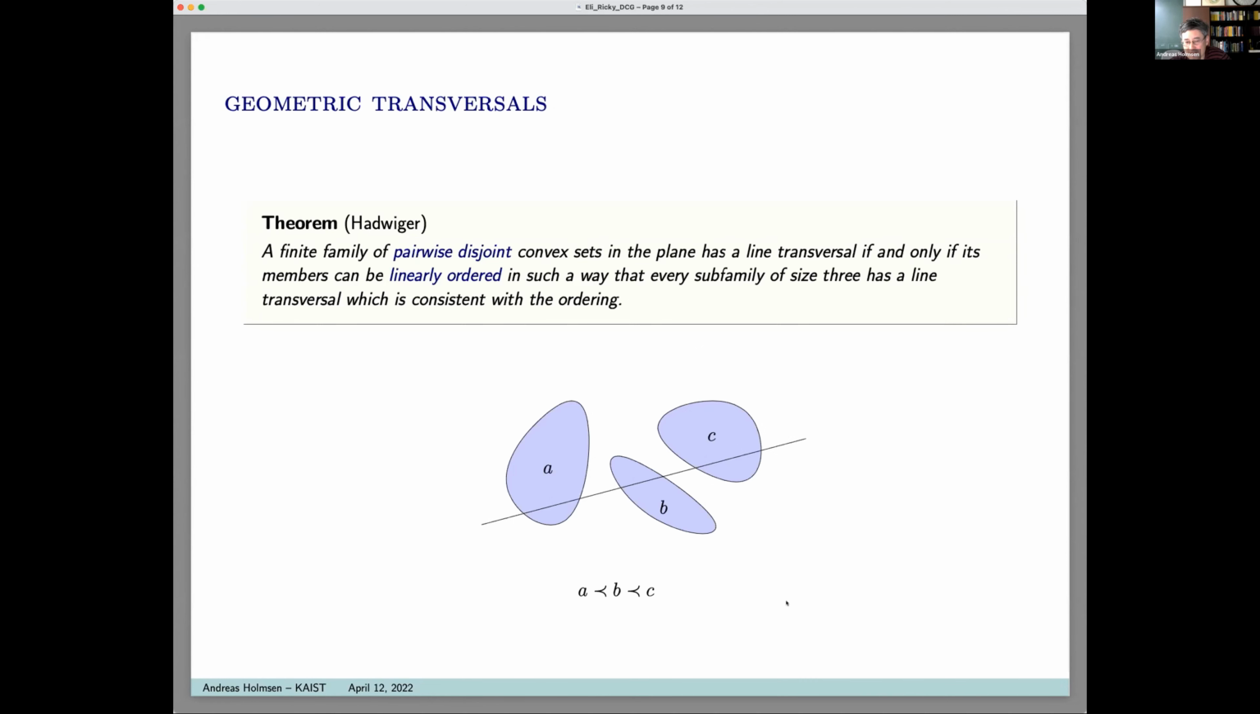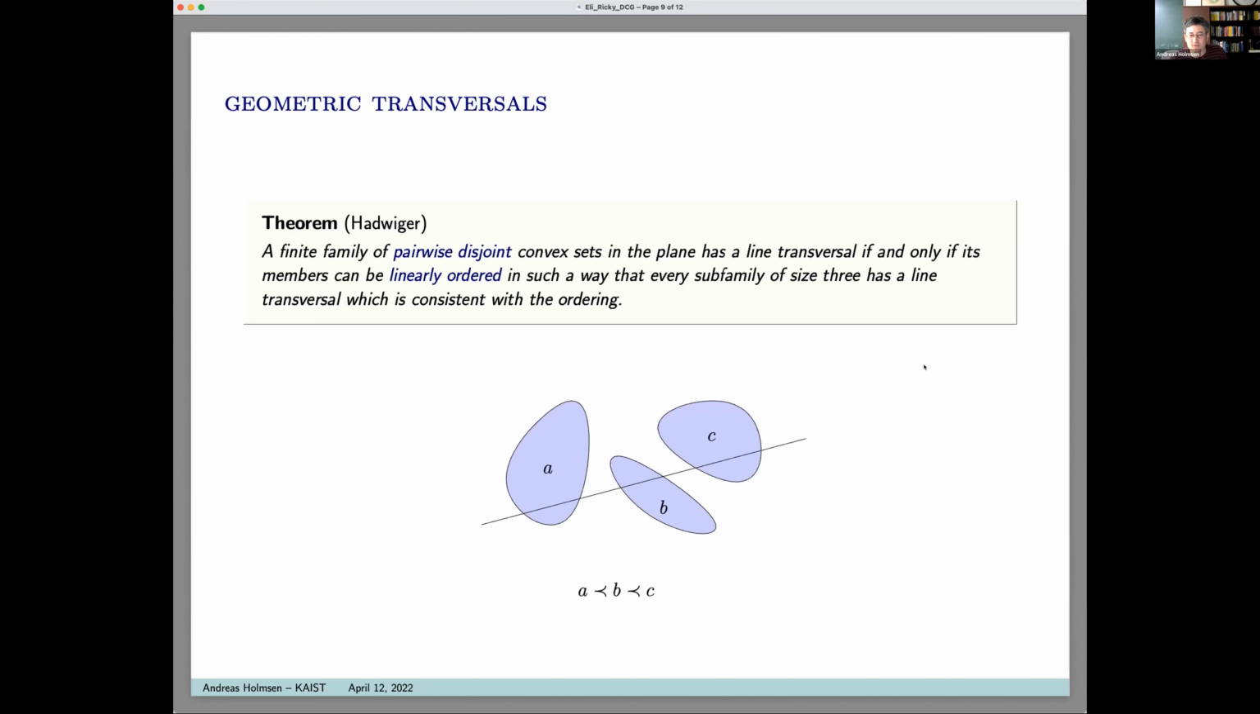The picture here describes basically everything. So I can put a linear order on the members of my family. And whenever I look at 3 elements in this ordering, so A less than B less than C, there should exist a line that intersects the corresponding sets where the line intersects B in between A and C. And as long as this is true for every triple, then I can intersect the entire family by a line. So this is the classical theorem of Hadwiger.